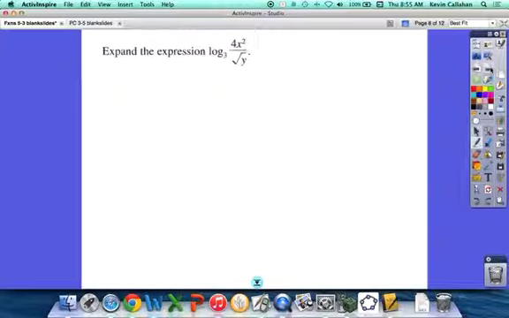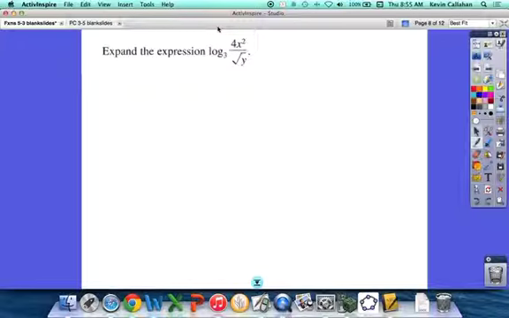So which properties does it look like we're going to have to use here? Do we see any products inside the logarithm? Anything being multiplied? How about 4 times x squared? That's a product. Do you see any quotients inside the logarithm? Anything being divided? Sure, that's what that fraction bar means. So you've got both of those going on at the very least.